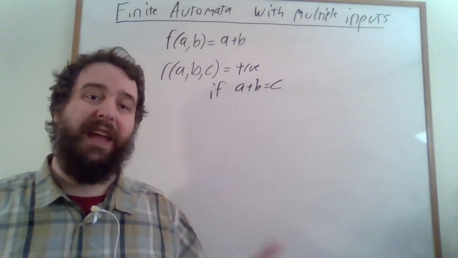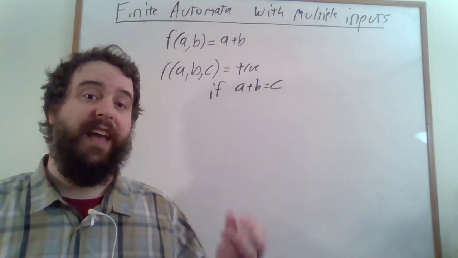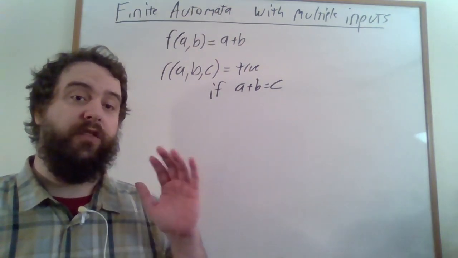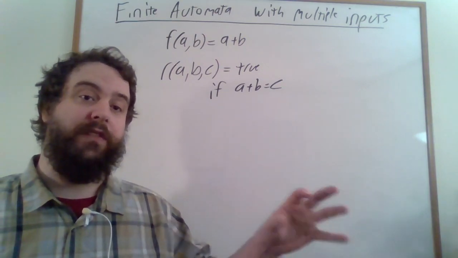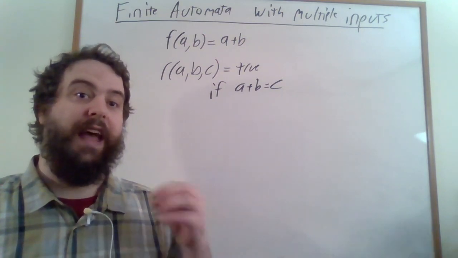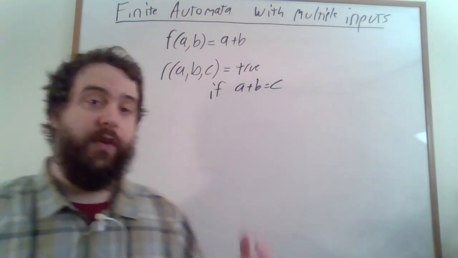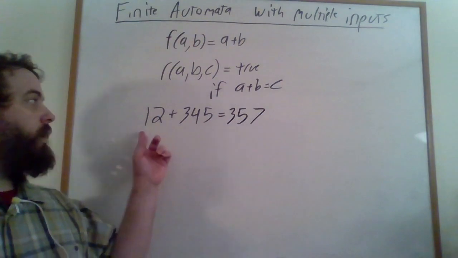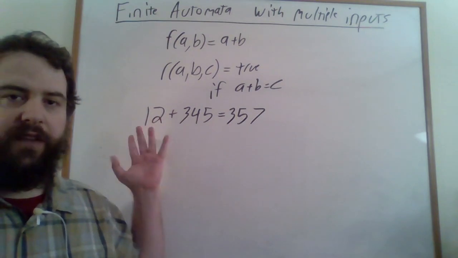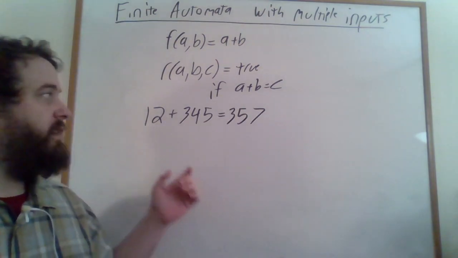So let's do the naive thing here. Let's say that our alphabet is the set of digits from 0 to 9, along with the character plus and the character equals. And we're going to try to build an automaton that accepts words that are of the form a plus b is equal to c, where a, b, and c are the encodings of numbers, and it has to actually be the case that a plus b is equal to c. So for instance, we're going to want our automaton to look at the string 12 plus 345 equals 357. This is just a string of symbols. We want our finite state automaton to look at this string of symbols and accept it.